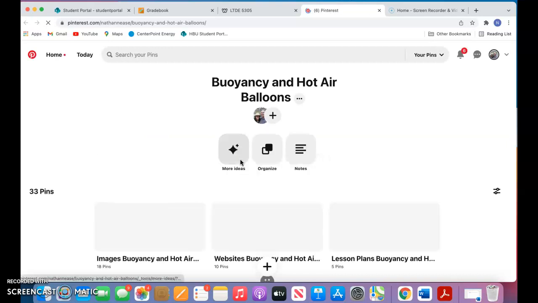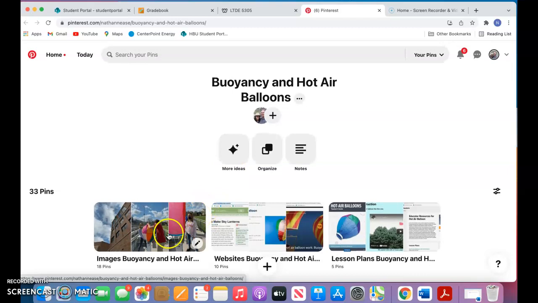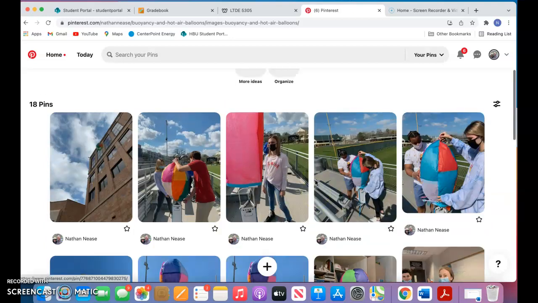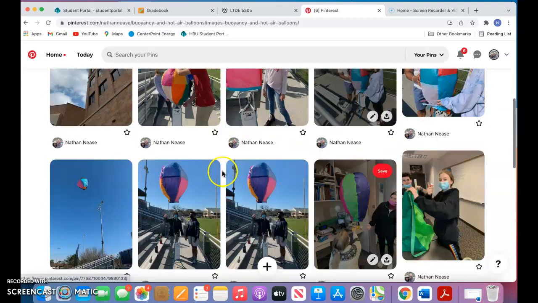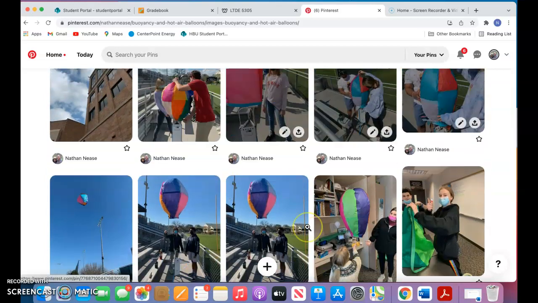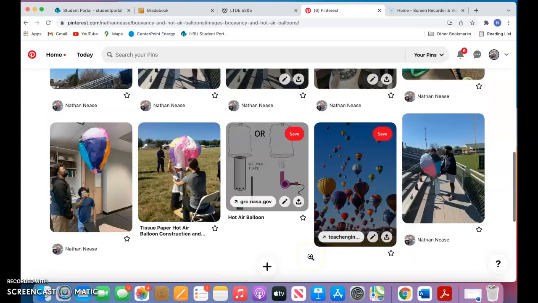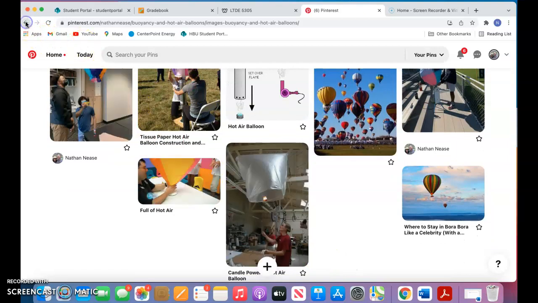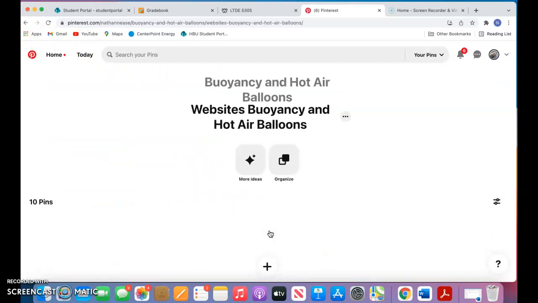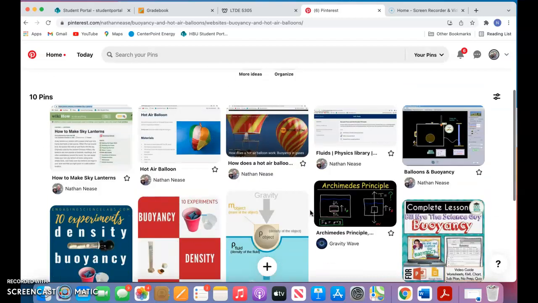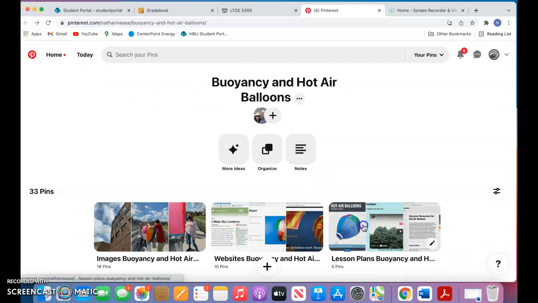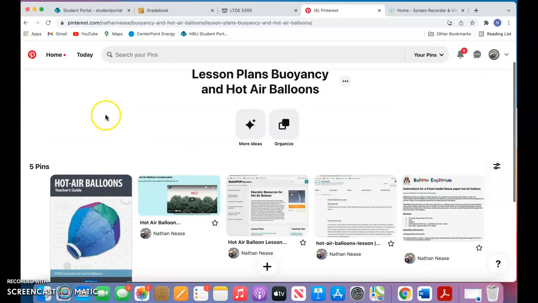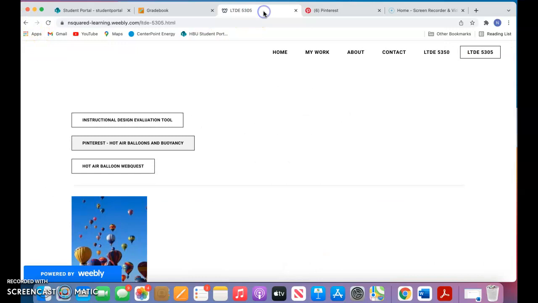And then I put together several images about buoyancy and hot air balloons on my Pinterest page. So I had interests, I had images. These are some images from my students actually doing the work. Some other images I found online that I thought I might be able to use, and I did use some of them. Then various websites about hot air balloons and buoyancy, and some lesson plans that I had found online that I used portions of in building my own lessons. So that's the Pinterest page.